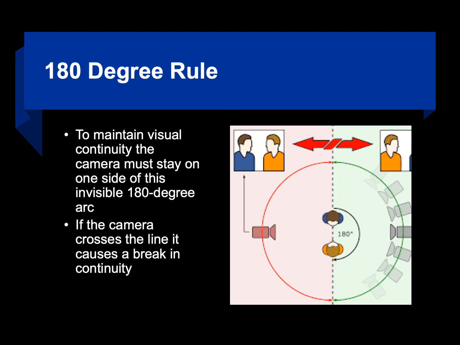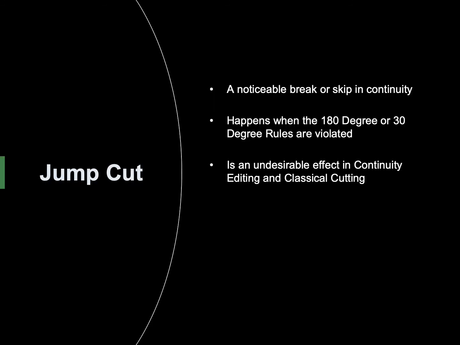The 180-degree rule. To maintain visual continuity, the camera must stay on one side of an invisible 180-degree arc. If the camera crosses the line, it causes a break in continuity. A jump cut, a noticeable break or skip in continuity, happens when the 180-degree or 30-degree rules are violated. A jump cut is an undesirable effect in continuity editing and classical cutting.